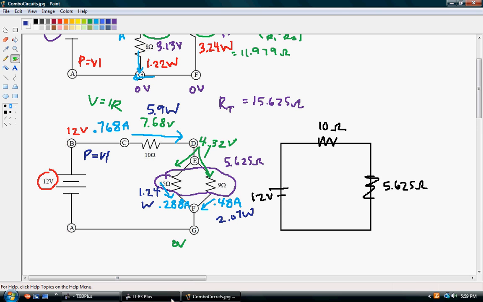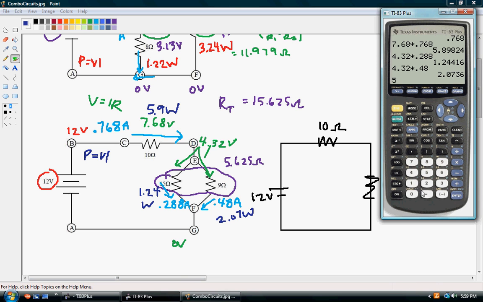Now if we were to add those all up together, so 5.898 plus 1.24 plus 2.07, we get a total power of 9.2. Now if we took our total voltage and multiplied it by our total current, we should get roughly the same number, and we do.